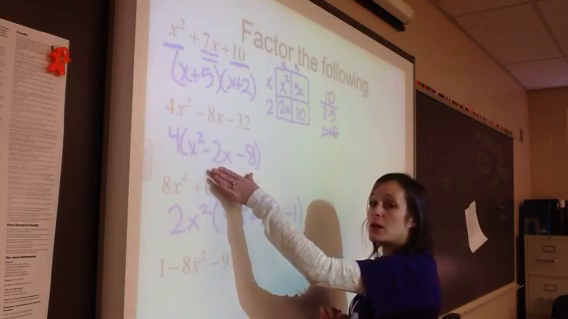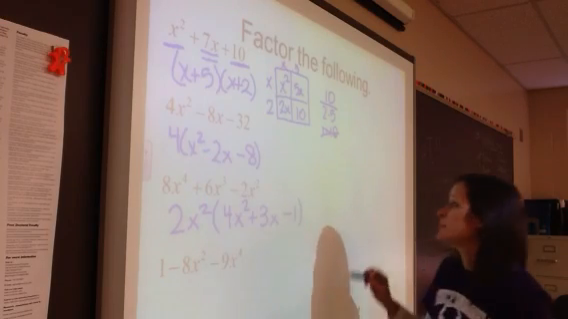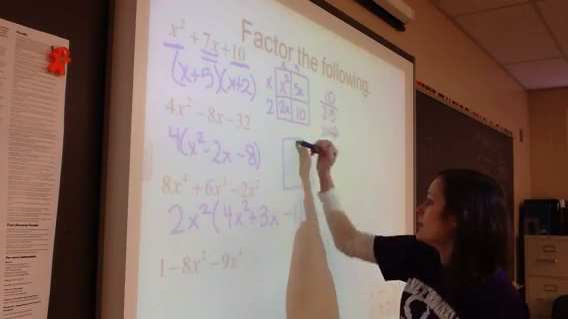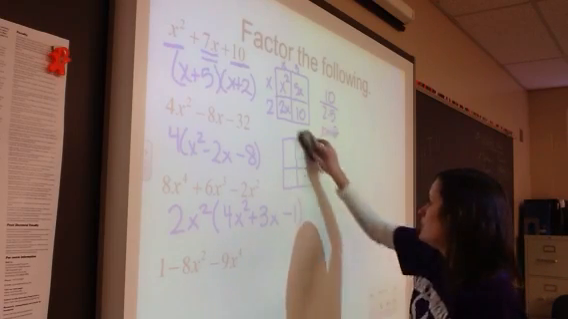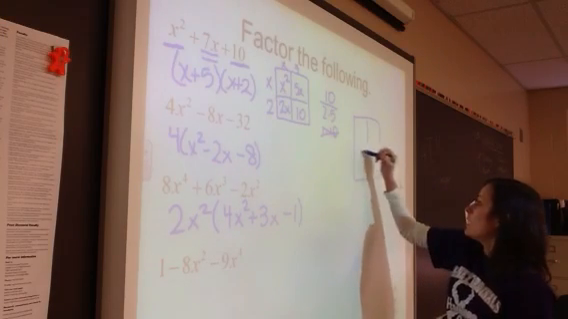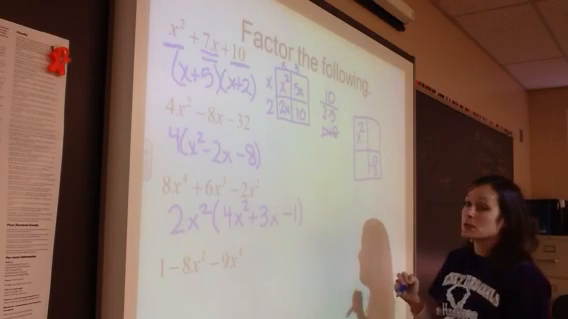For this one, try to do an area model on your own for the set of parentheses. So pause the video. All right, I am going to do it over here, get a little bit more room. I'm going to put x squared in my first box and then negative 8 in my last box.